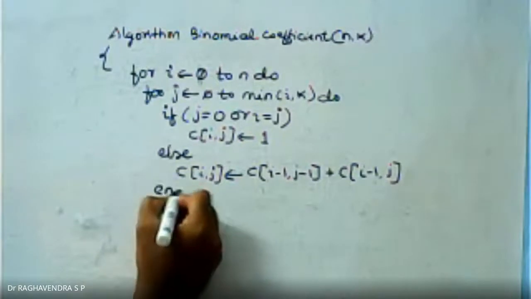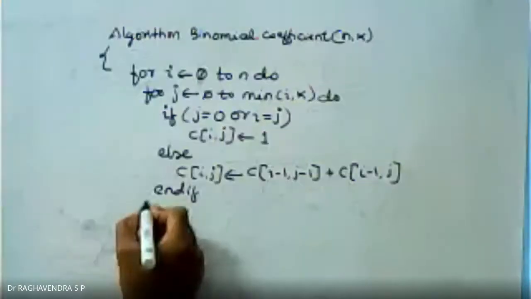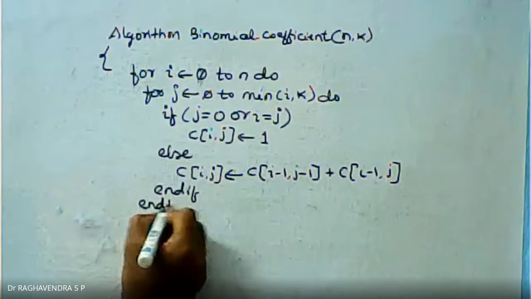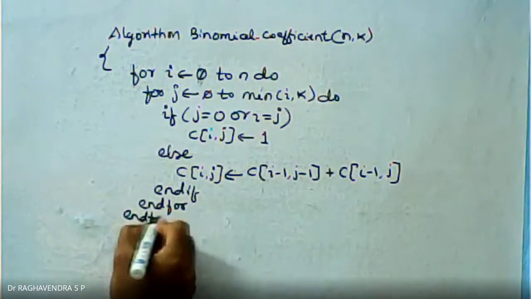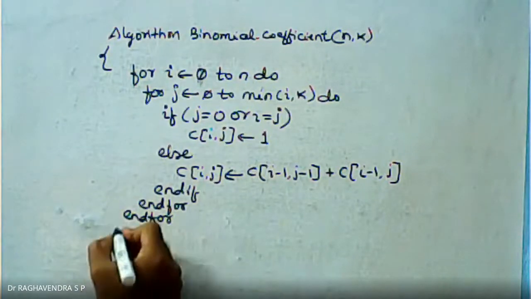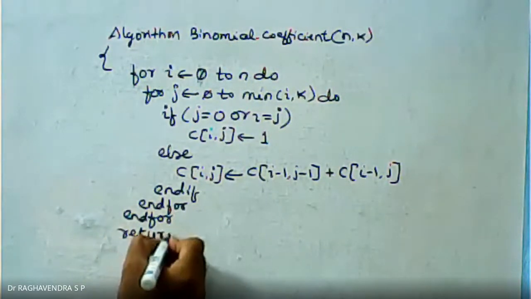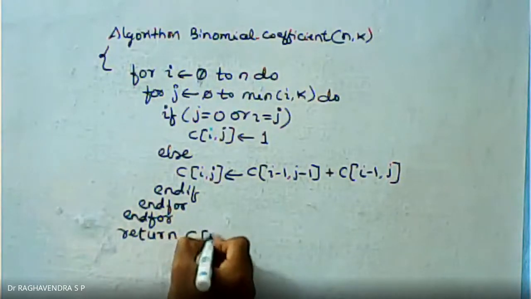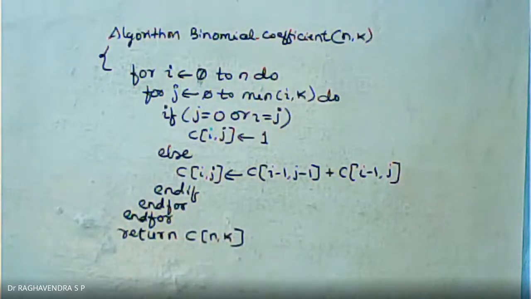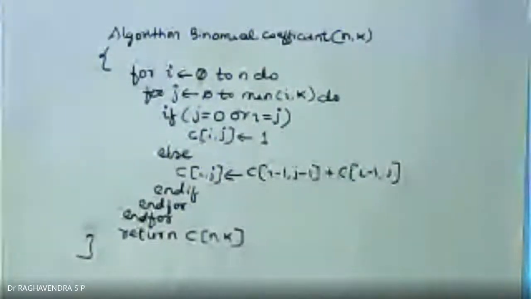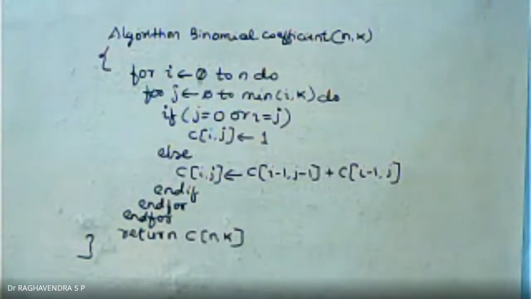End if, and end for, once again end for. Return c of n comma k, and this is the end of the algorithm. So this is the algorithm for the binomial coefficient.